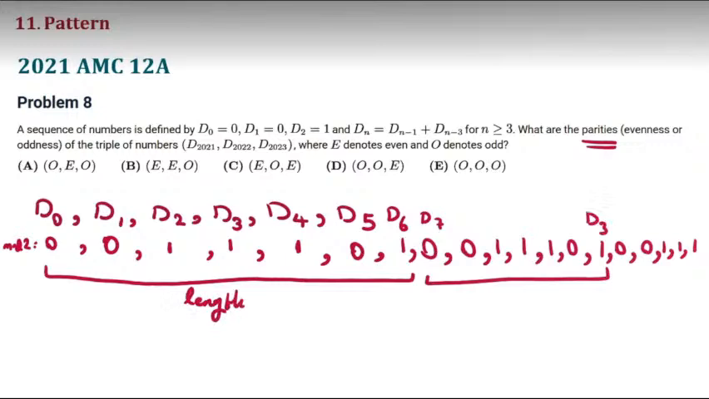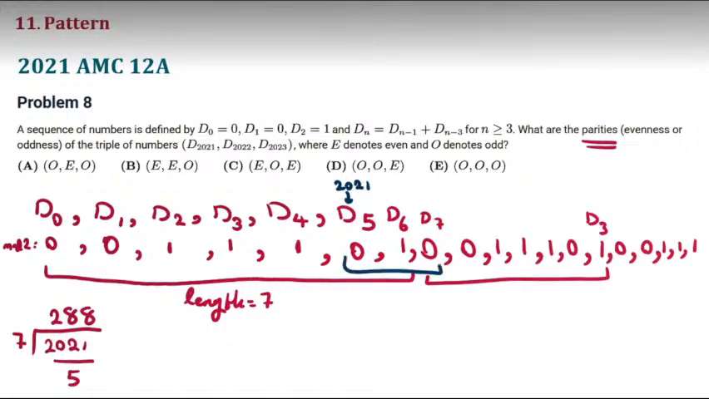Okay? When the length is 7, you should find the remainder of 2021 when divided by 7, because the values repeat every 7 terms. So 2 times 7 is 14, and 8 times 7 is 56, so the remainder will be 5. So 2021 is similar to the term where the remainder is 5, like this one. So if we start from here, it will be 0, 1, 0. Okay, so 0 is even, it will be even, odd, even. So the right choice is this.